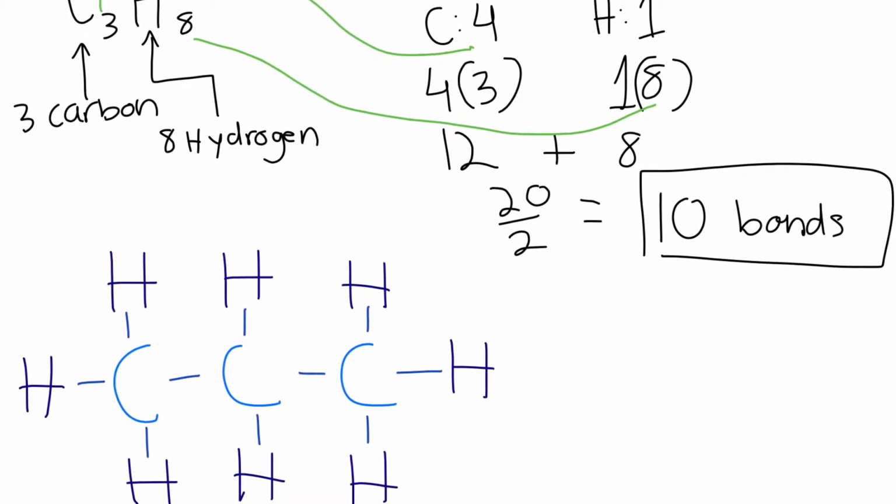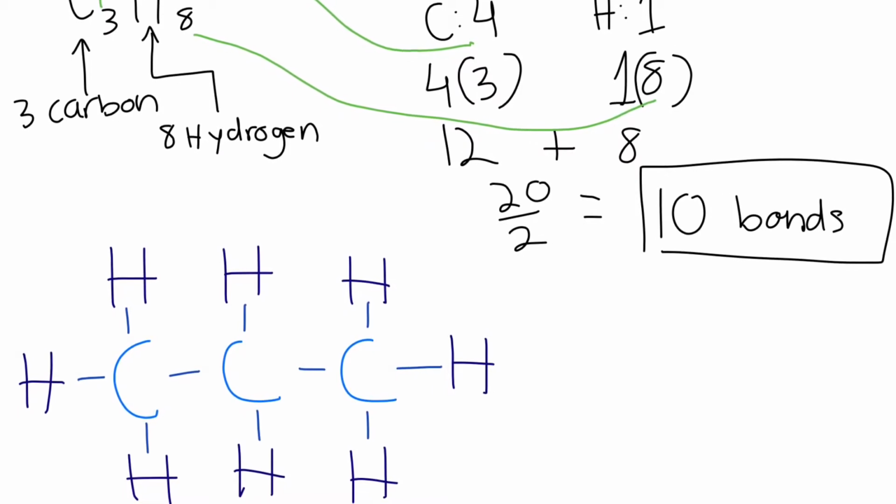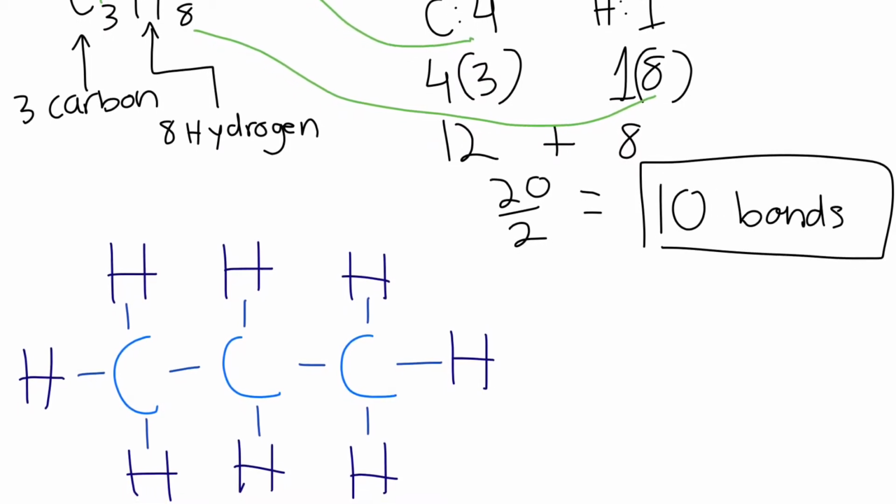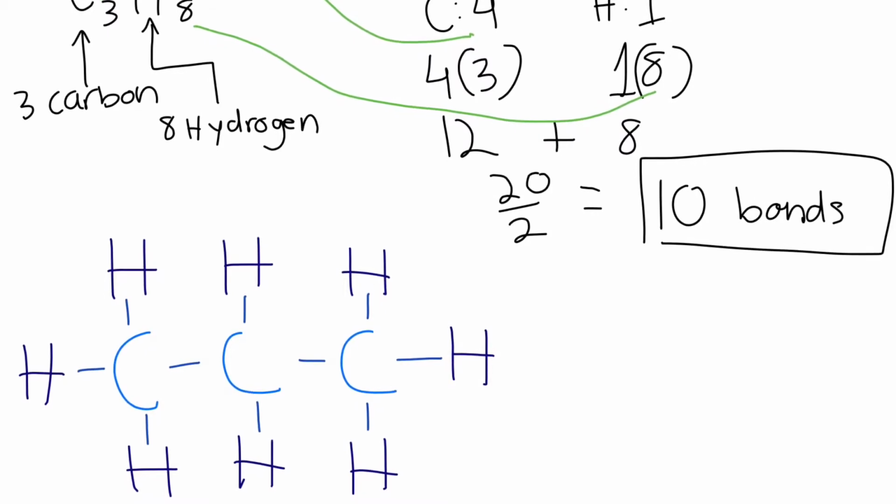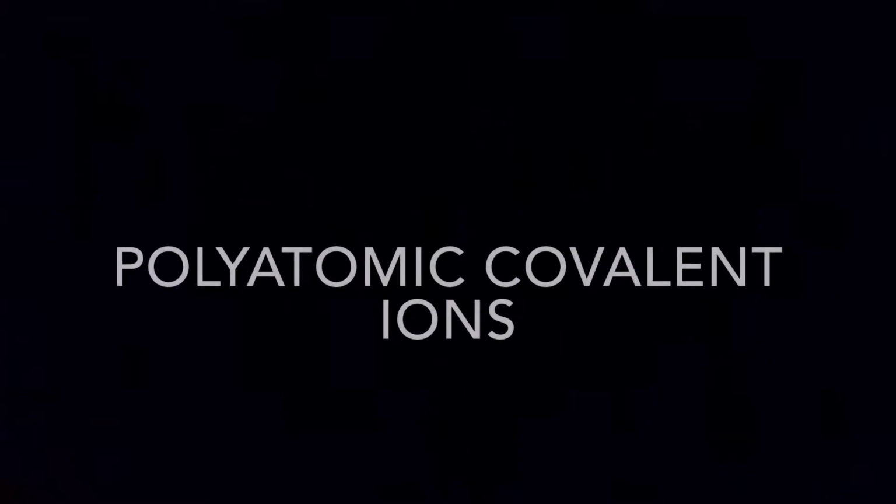This also can happen with bonds between carbon and carbon. They both share one of their 4 valence electrons with each other in order to form a bond.